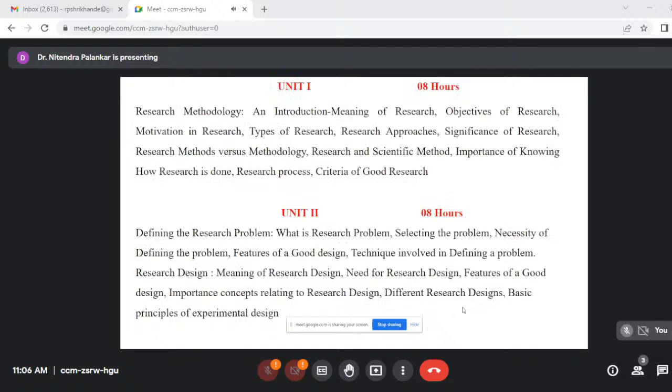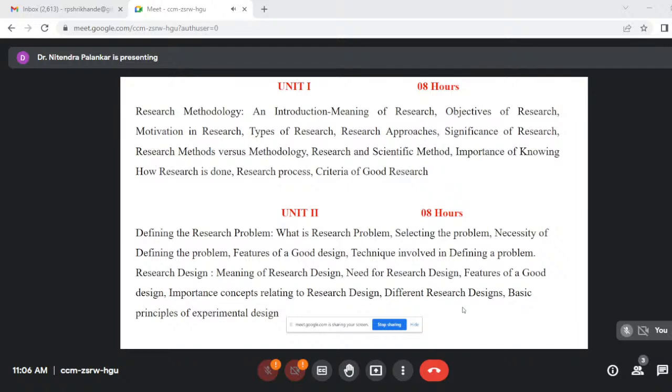Now, we have 5 units for this subject, and each unit is of 8 hours. In unit number 1, we will be studying the basics of research methodology, wherein we will be given the introduction about research and what exactly research is, why it is needed, what the different approaches available in research are, what the criteria are, what the research process is, and how research is done. All these things we will be discussing. Mainly the introduction about the research that is carried out, we will be discussing in unit number 1.